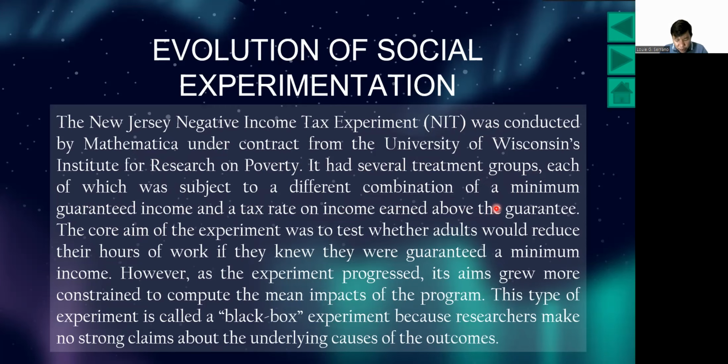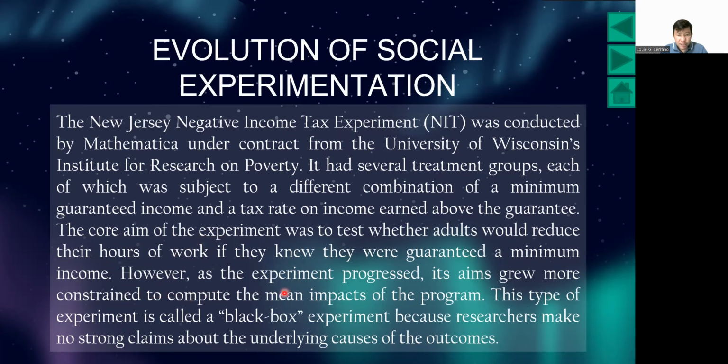Ito yung meron itong mga treatment groups. Sa bawat group ay may subject na iba't ibang combination ng minimum guaranteed income at tax rate. The core aim of the experiment was to test whether adults would reduce their hours of work if they knew they were guaranteed a minimum income. So, ang goal ng experiment ay tignan ang mga adults kung babawasan ba nila ang oras sa pagtatrabaho kapag alam nila na guaranteed ang kanilang minimum income.